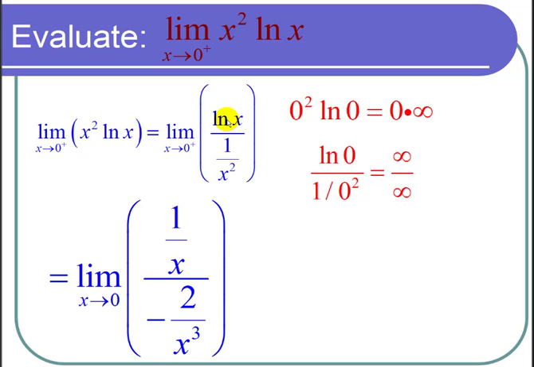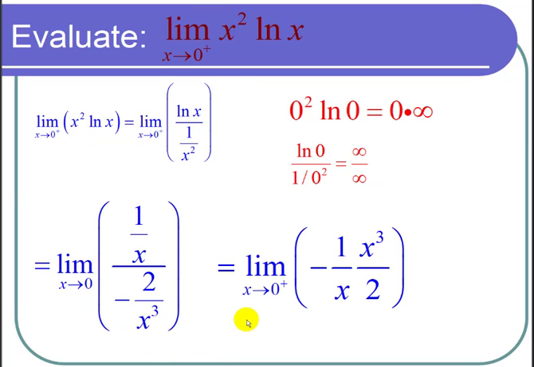So we take the derivative of the top: the derivative of natural log of x is 1 over x. We take the derivative of the bottom, the derivative of 1 over x squared. 1 over x squared is x to the negative 2, and the derivative of x to the negative 2 is negative 2x to the negative 3, or negative 2 over x cubed. And that's nice because these fractions divide easily.